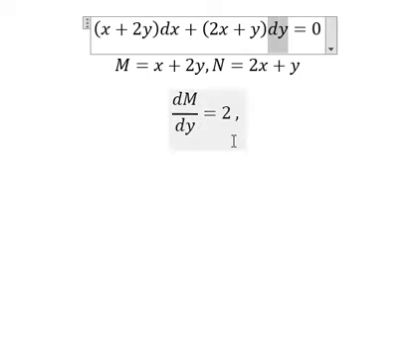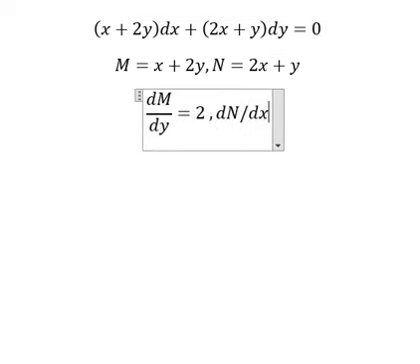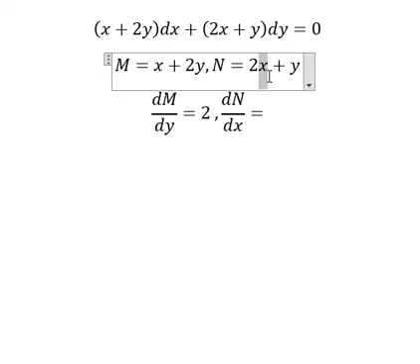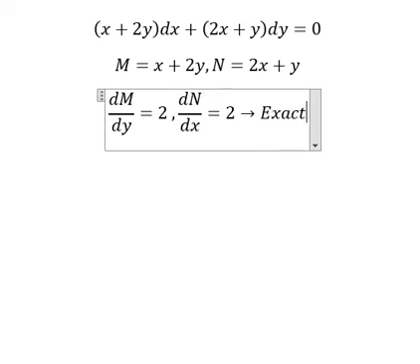We have dy, that means we need to do first the derivative of n with respect to x. So this one we have number 1. This one you got number 0. So because number 2 and number 2, that means this one is exact.